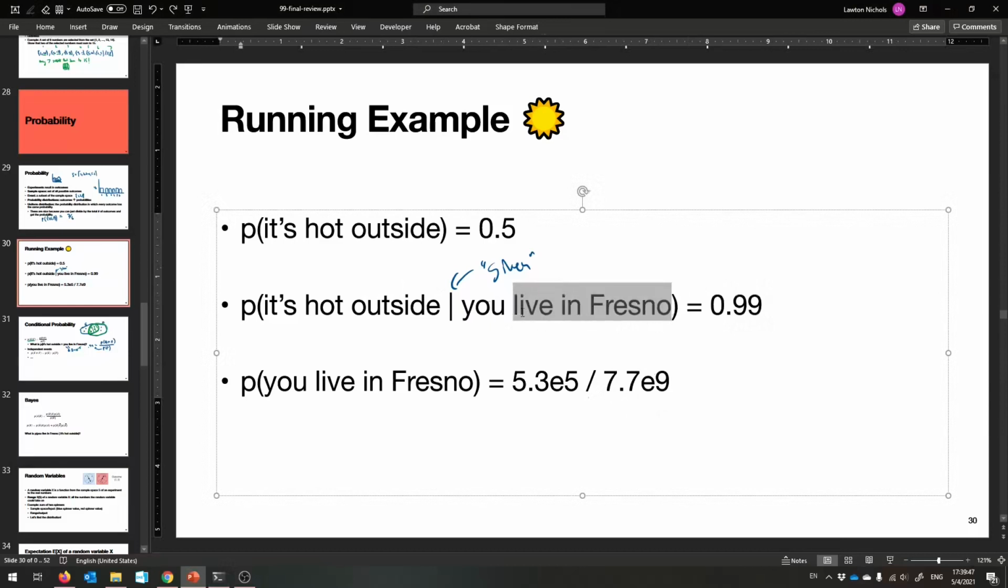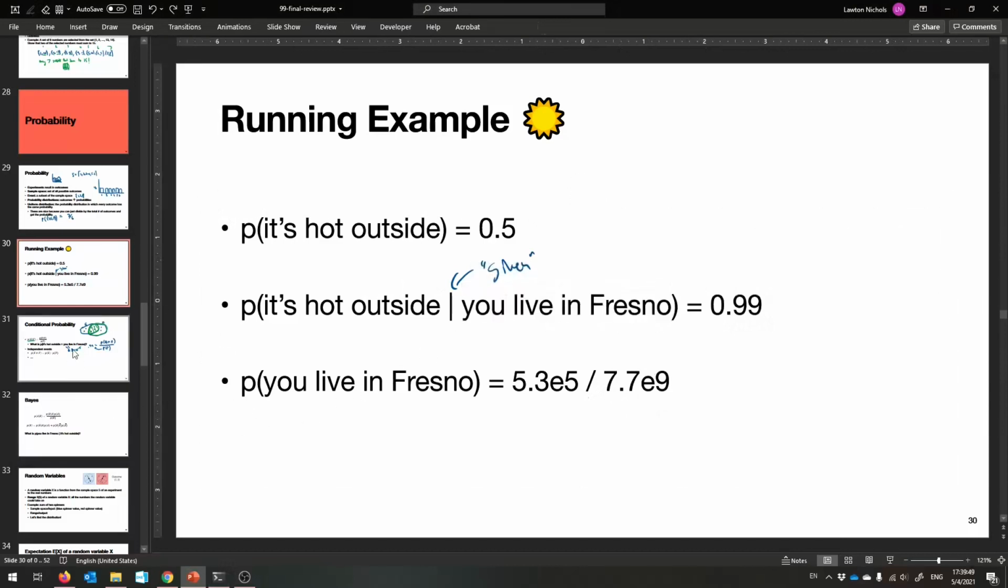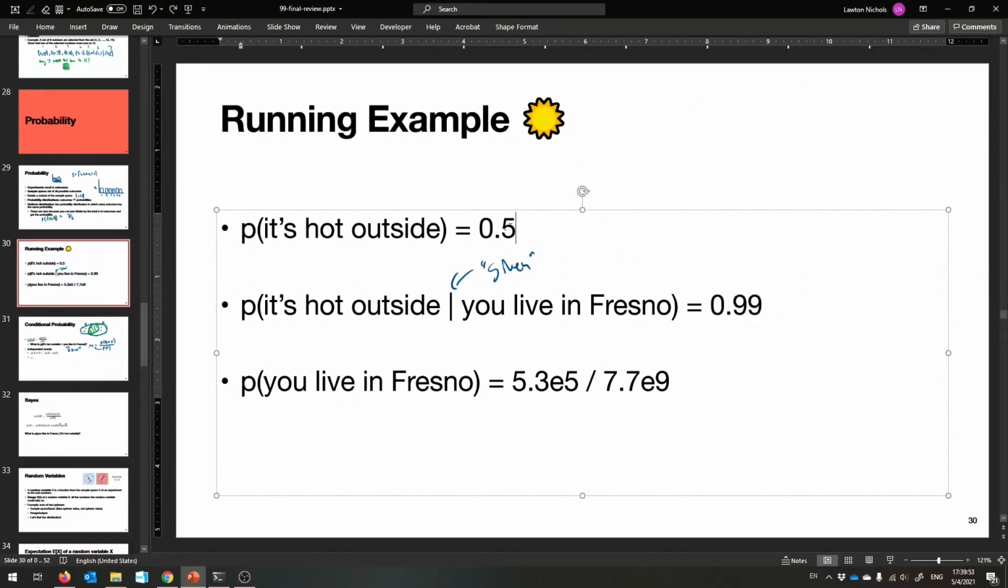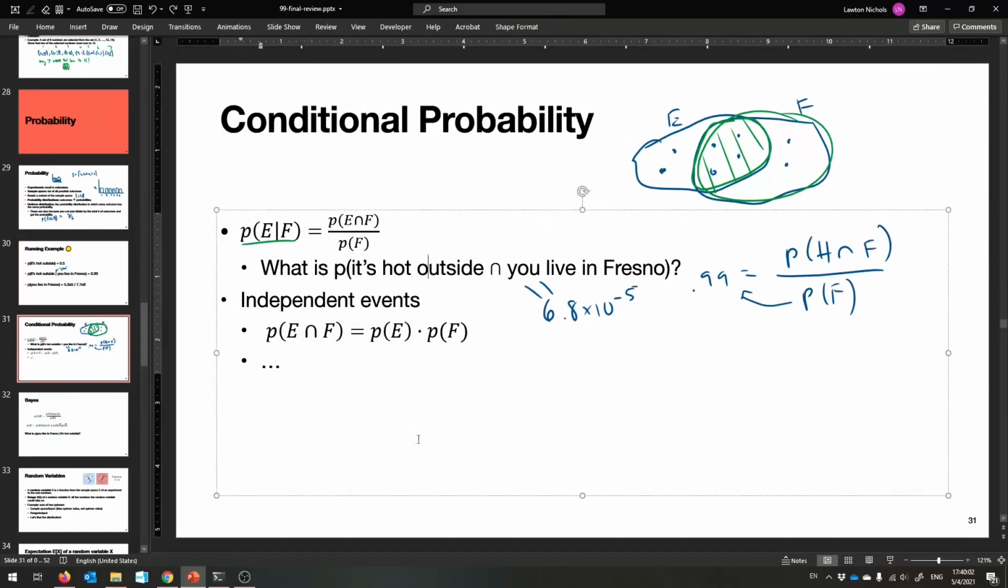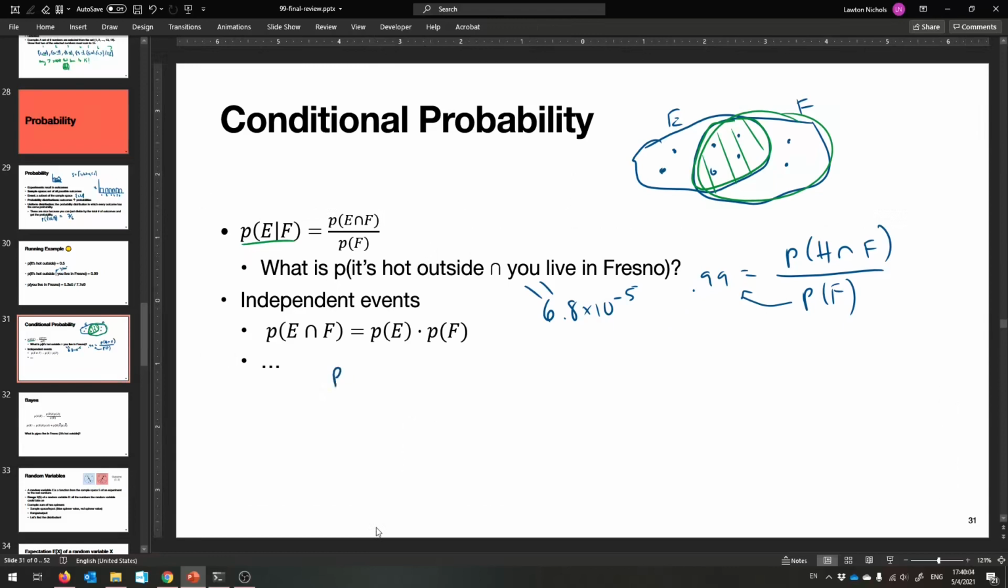It helps to know that you're in Fresno to determine whether or not it's hot outside, because there's a wide difference between those probabilities. So the events H and E, let's say, are not independent. All right, that's conditional probability.